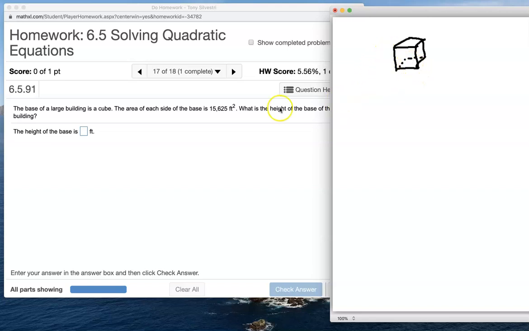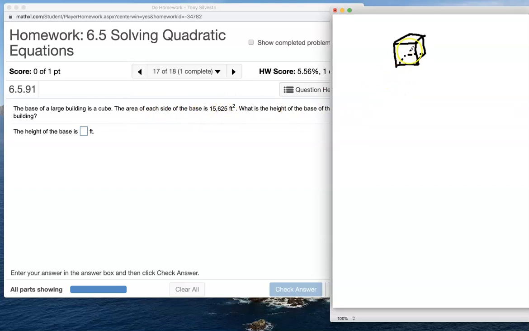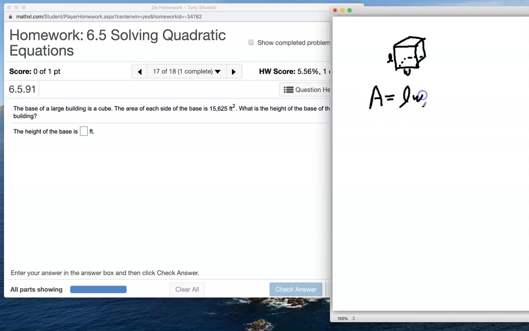The area of each side of the cube: a cube basically means that the length, width, and height, all three sides, are the same length. So let's take a side, let's take this front side. That's length and width right here. You've got to know that the area of a rectangle is length times width, and it just so happens that for a square, the length and width are the same, so we'll call that x.